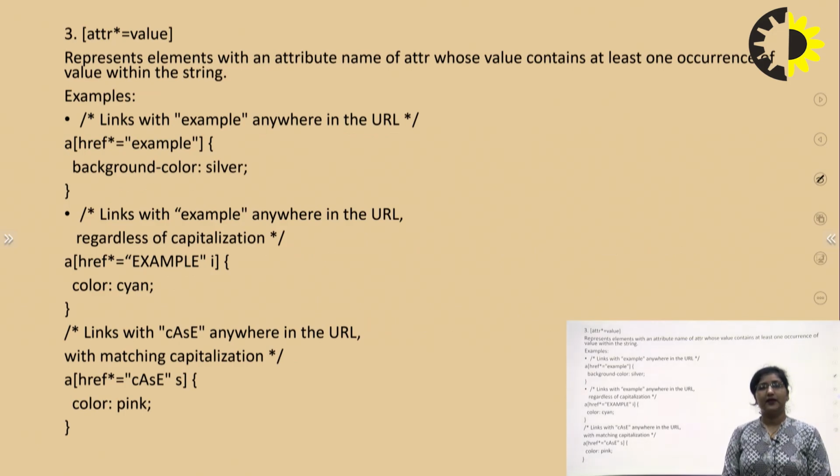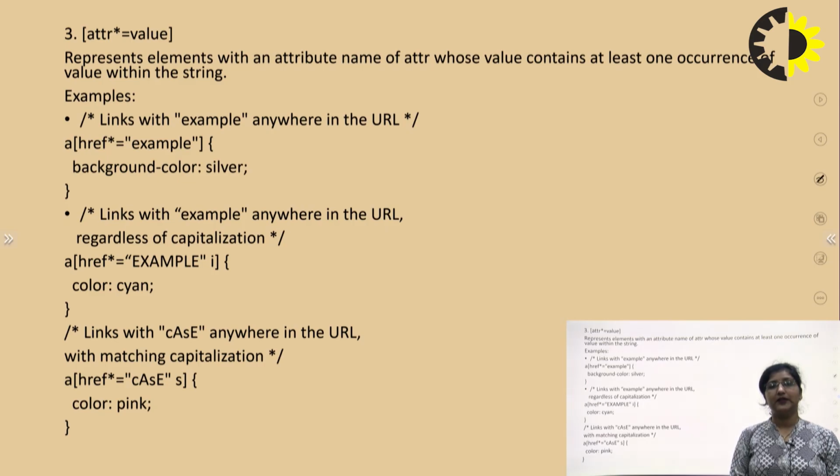Next is ATTR star is equal to value. It represents elements with an attribute name of ATTR whose value contains at least one occurrence of that string. So if I write a href star is equal to example, that means the value must contain at least one occurrence of this example, like www.example.com or akgexample.com or example university.com. Here there is one occurrence of the word example. In all these cases, this CSS will work.